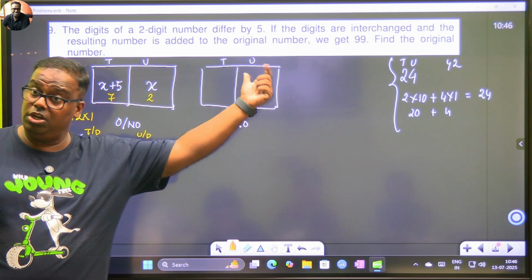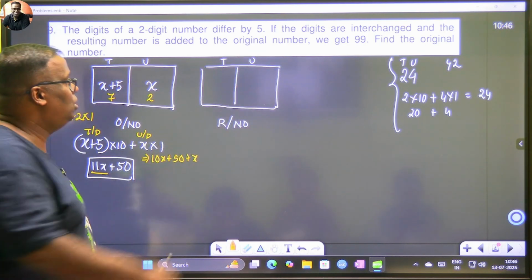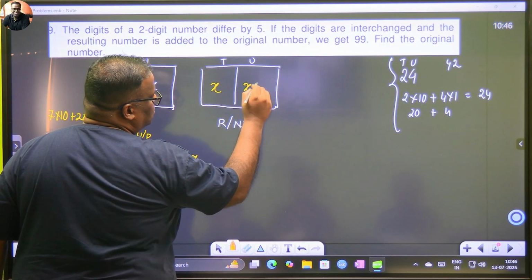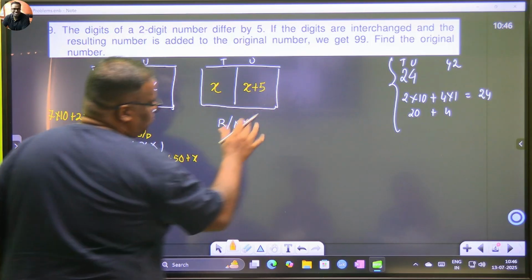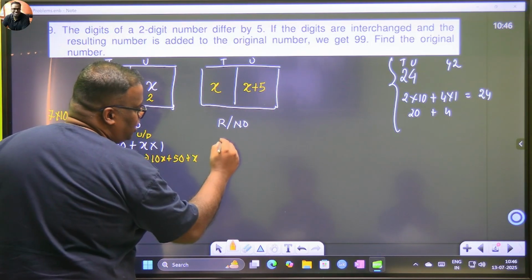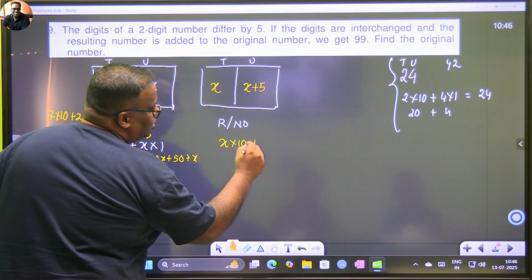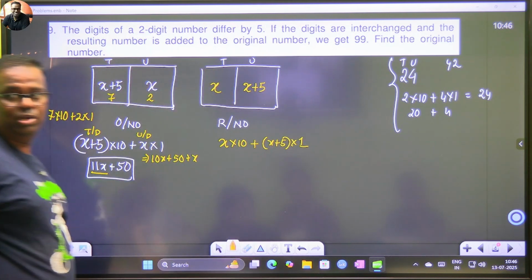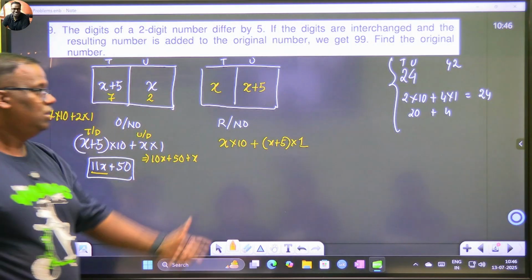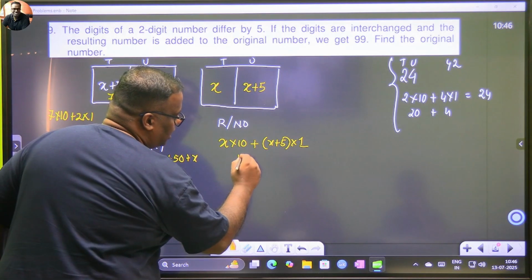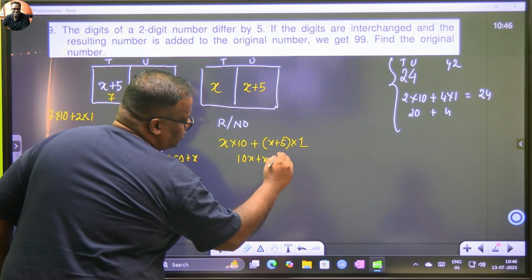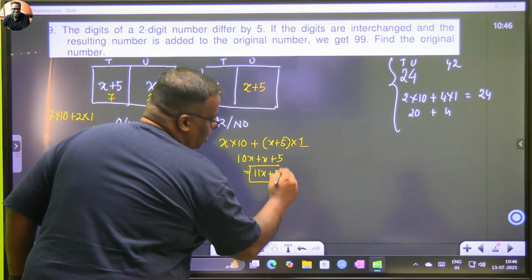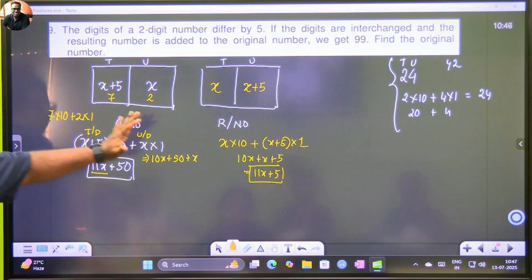If the digits are interchanged, now let us interchange the digits. That means this will become x, this will become x plus 5. Let's see what the reverse number is now. Now the reverse number will be x into 10 plus x plus 5 into 1. Shreyas, did you understand this? Because I have reversed the number. So the reverse number becomes how much? 10x plus x plus 5, which is 11x plus 5. This is my reverse number. Everything is happening in rough work as of now.